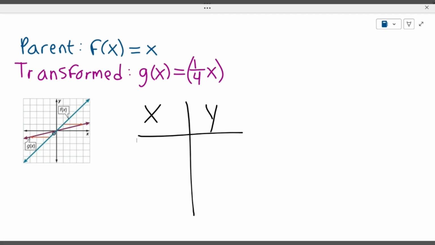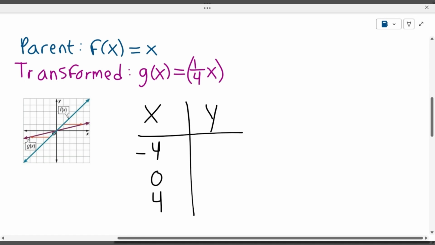of x equals x. Then we transform that function by multiplying our x by 1/4. We could find out what our original f of x coordinates are if we use some example x coordinates. So I'm going to choose -4, 0, and 4. If we plug these in for our f of x function, we're going to get back certain y values.